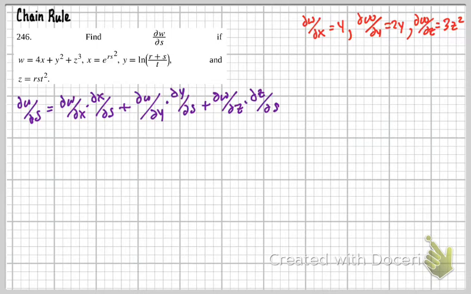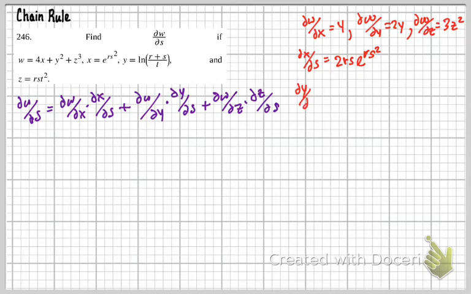So there's our dw dx, dw dy, dw dz. Now let's find dx ds. Now dx ds, that's this function now. Now it's with respect to s. And e to the x is just e to the x times whatever's inside of it, and that's the chain rule. So that's going to be 2rs, so 2rs e to the rs squared. So that's the dx ds.